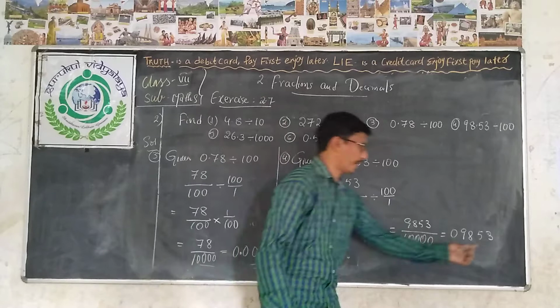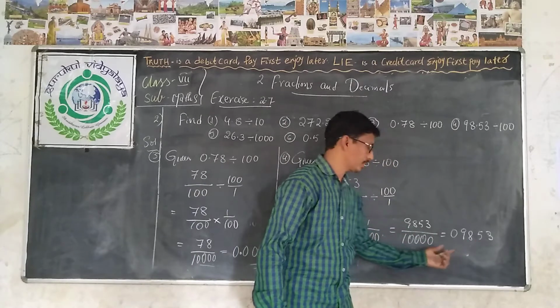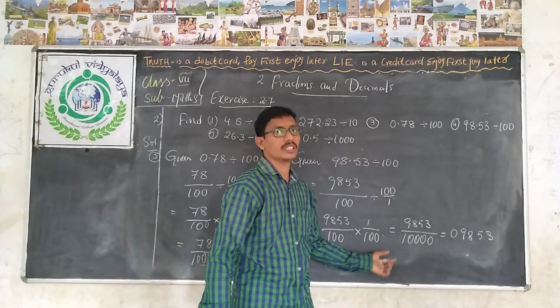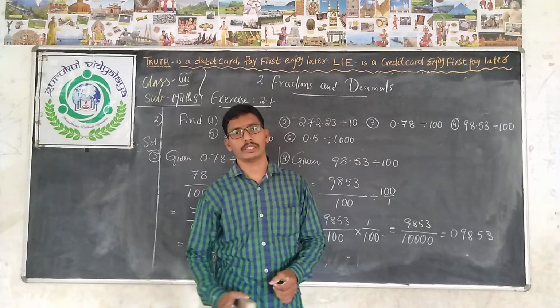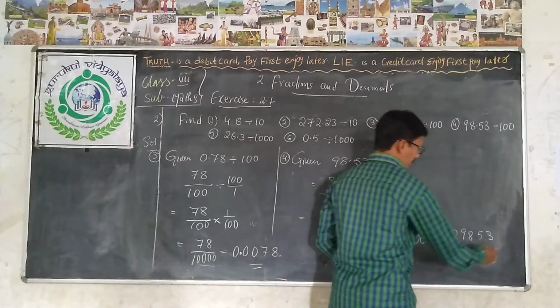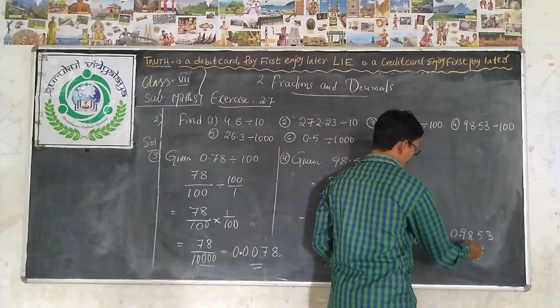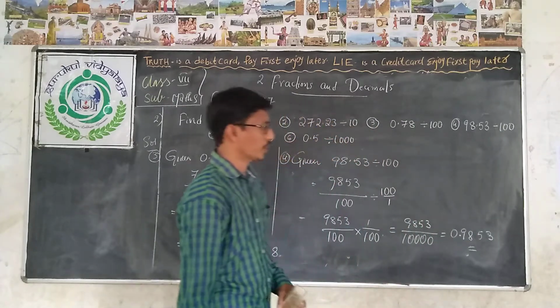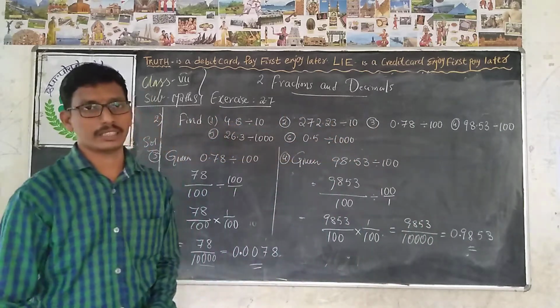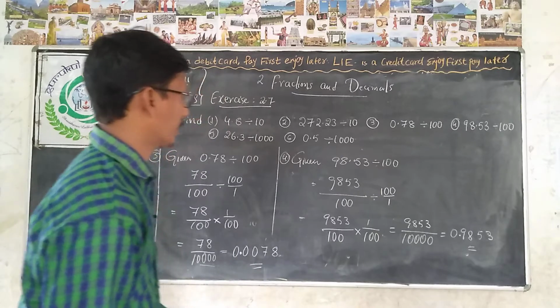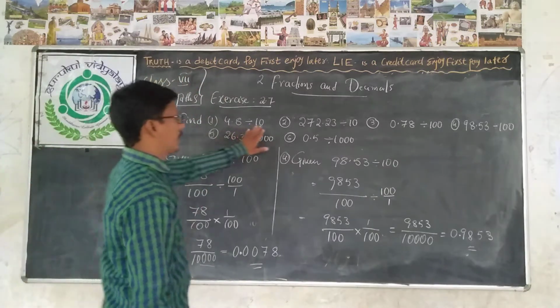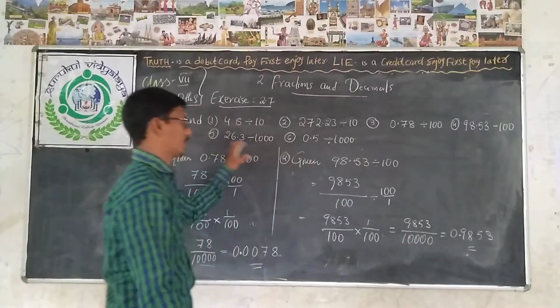Okay, now totally 5 digits. The value is not changed. Here also 5 digits. So now where do you have to keep the decimal point? 4 zeros are there, so 4 digits up we can keep the point. That means what will you get? 0.9853 is the answer. Okay. Now tens are over, hundreds are over. Now coming to the thousands problems.